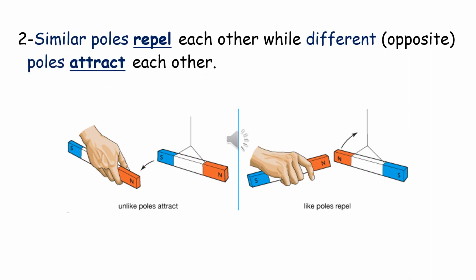The second property of the magnet. In this property, the similar poles repel each other while the different or the opposite poles attract each other. Similar poles like what? The South Pole repels another South Pole of another magnet. But a South Pole attracts a North Pole of another magnet. Now let's watch a video about repulsion and attraction of the magnet.